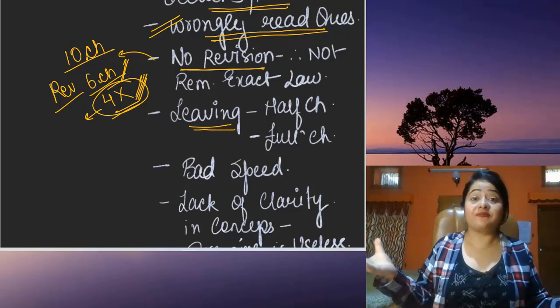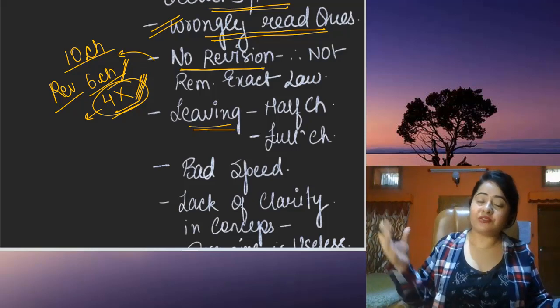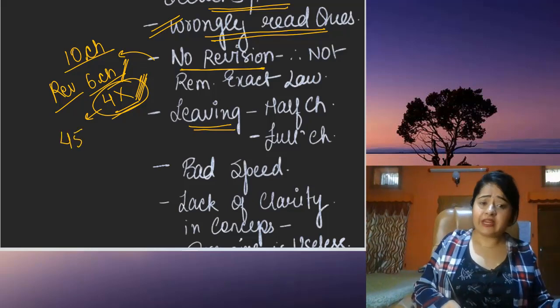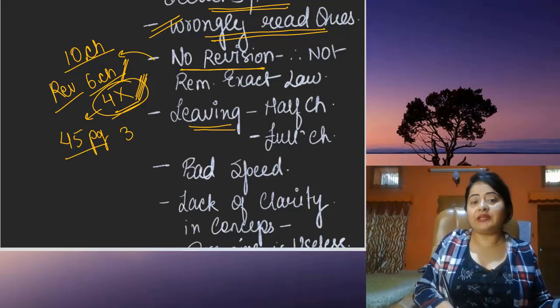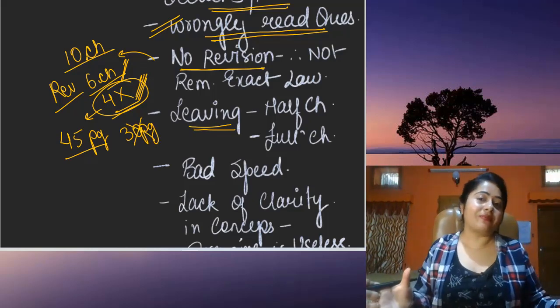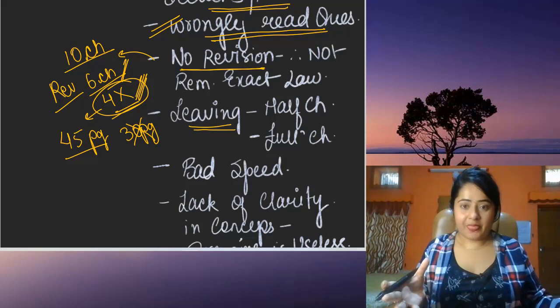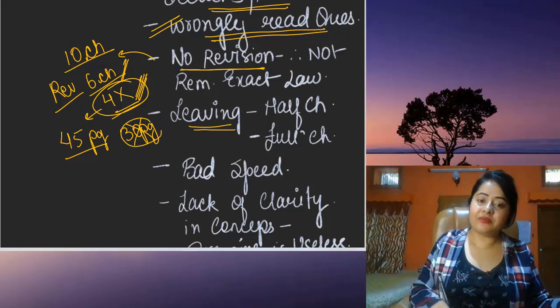Another mistake students make is they leave out chapters. Sometimes a chapter is very big, say 75 pages, so they do 45 pages very nicely, but the remaining 30 pages they leave out because they are bored or tired. They don't finish the chapter, they do half of it. And then the question comes from these 30 pages only.